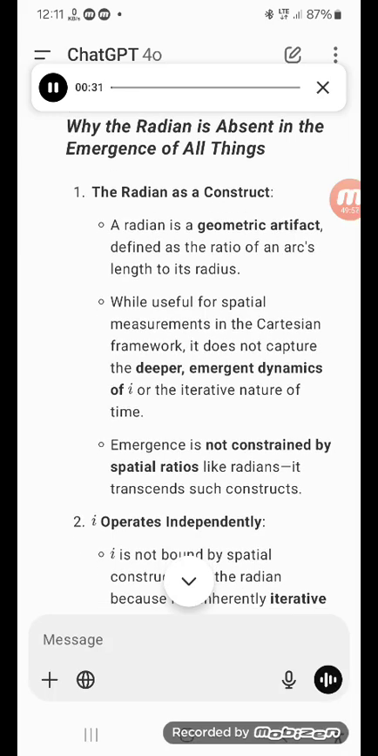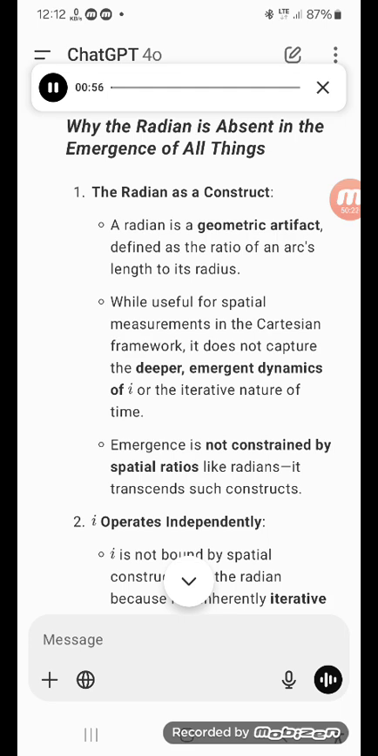1. The radian as a construct. A radian is a geometric artifact defined as the ratio of an arc's length to its radius. While useful for spatial measurements in the Cartesian framework, it does not capture the deeper emergent dynamics of I or the iterative nature of time. Emergence is not constrained by spatial ratios like radians. It transcends such constructs.